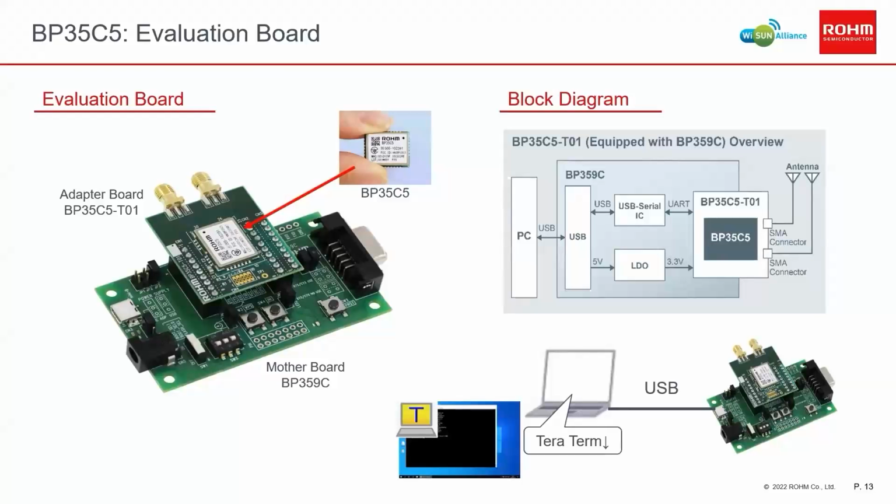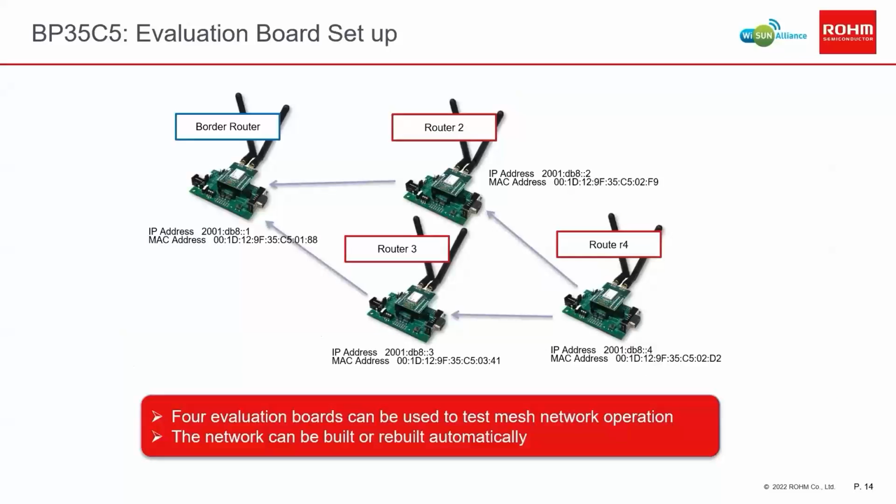To understand the self-forming routing and self-healing function with a minimal configuration, let's build a small mesh network consisting of one border router and 3 routers. Each border router and router will have a pair of compatible antennas and a USB connection to a computer.